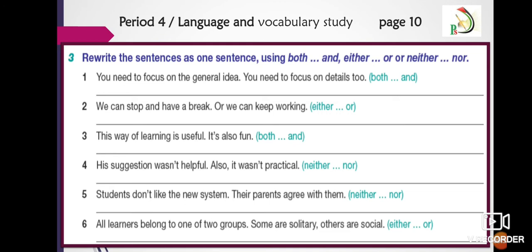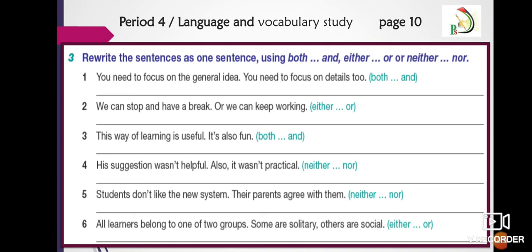This way of learning is useful. It is also fun, both and. His suggestion wasn't helpful. Also, it wasn't practical. See, two negative things, neither nor. Students don't like the new system. Their parents agree with them. Neither nor. All learners belong to one of two groups. Some are solitary, others are social, either or.